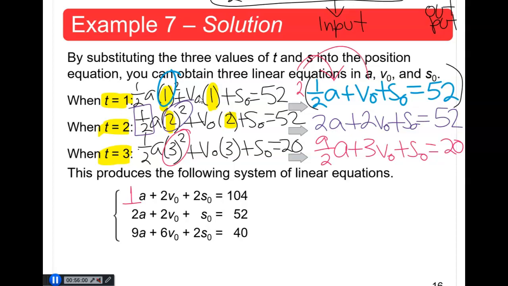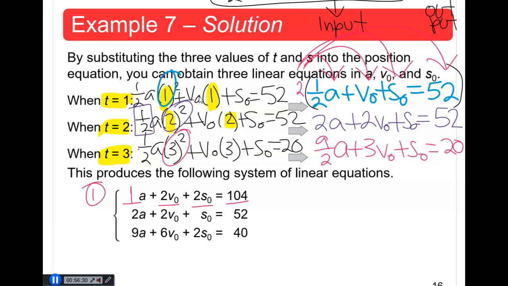So 2 times 1v sub 0 will be 2v sub 0, and then 2 times s sub 0 will be 2 times s sub 0. And then we also extend that to the constant term. So 2 times 52, we get 104. So that is how that equation was modified. So we have here our new equation 1. They are equivalent as long as you do that same operation to the whole equation, including the constant term.